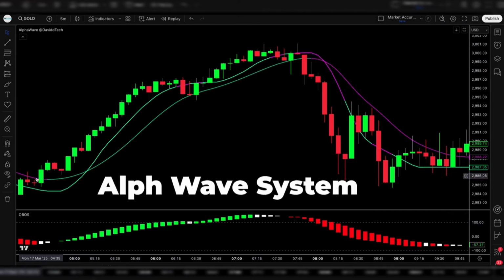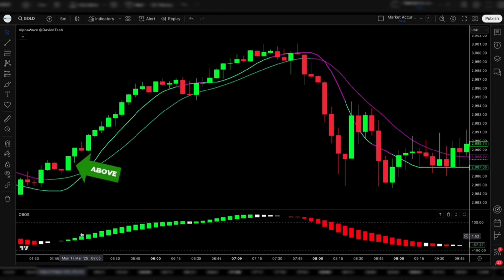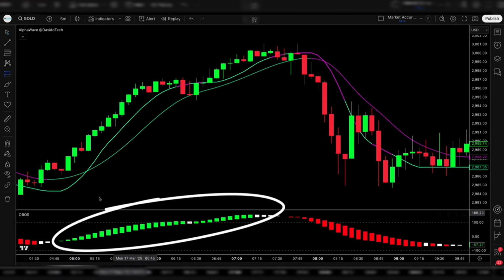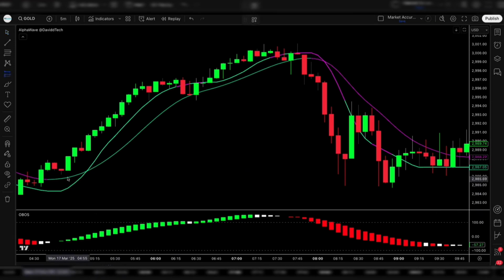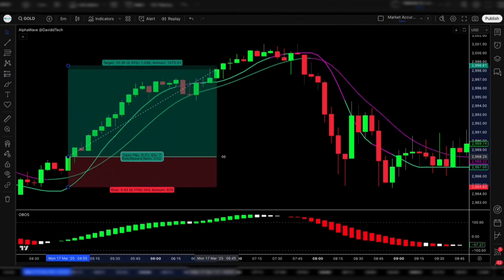When the Alpha Wave System indicator makes the Wave Pulse line and Quantum Adaptive MA line green, and market price moves above both lines, and if we look at the OBOS indicator making green candles, so this condition is fulfilled, then we will place a buy order. And you can see this trade going in profit.